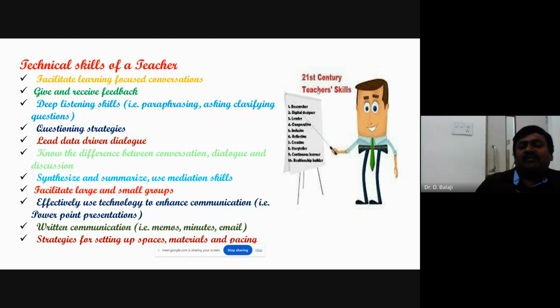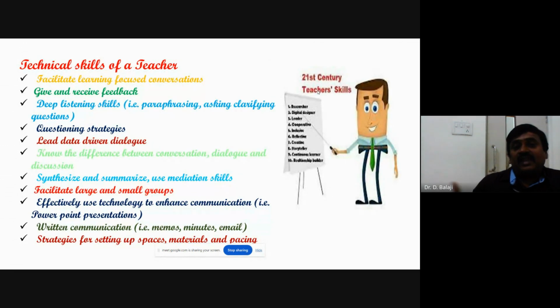Whatever conversations you are having, what skills does a teacher require? It should focus on learning-focused conversations. I mean to say, it should enrich the minds of the teachers. Give and receive feedback. Whatever the students do, any sort of mistakes, or if the students are not good, if they are getting low marks or something like that, give the feedback on what they should do and how they should improve.